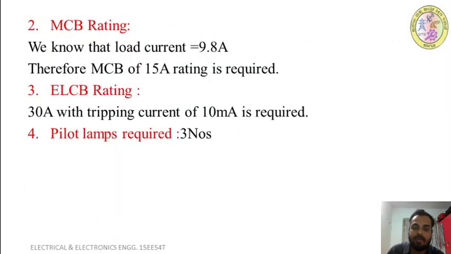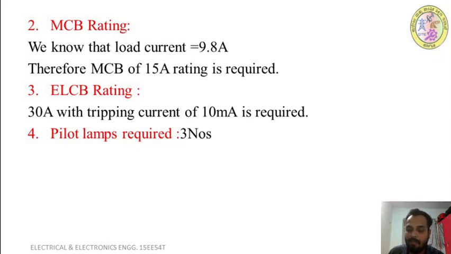Next, what is the material required? We require an MCB in the main board. Okay, we are calculating only the main board equipment. So next, MCB. We have calculated the load current in the previous step. So what is that? 9.8 ampere. Therefore, the MCB of market availability is 15 ampere. A 15 ampere rating is required.